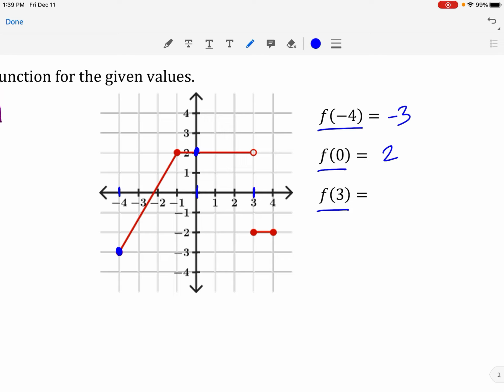X value of positive 3, and we follow it to the function. Remember, this is an open circle, so we're going to skip that one. And we go down to where this is. It's a filled in circle. The y value is -2.